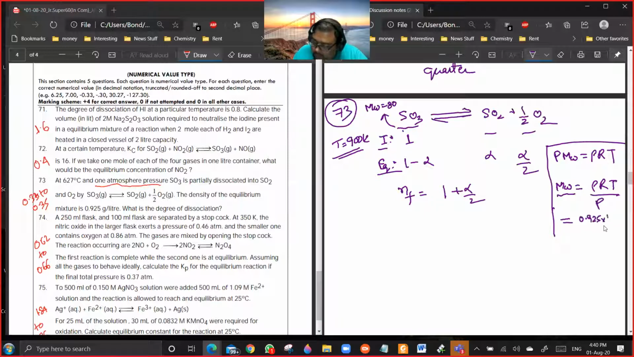Into R, which is 1 by 12, into T, which is 900, by pressure, which is 1. So 12 by 900. Okay, let me just do the calculation for you people. It is 0.925 into 1082 into 900. It will be coming out to be 68.26.